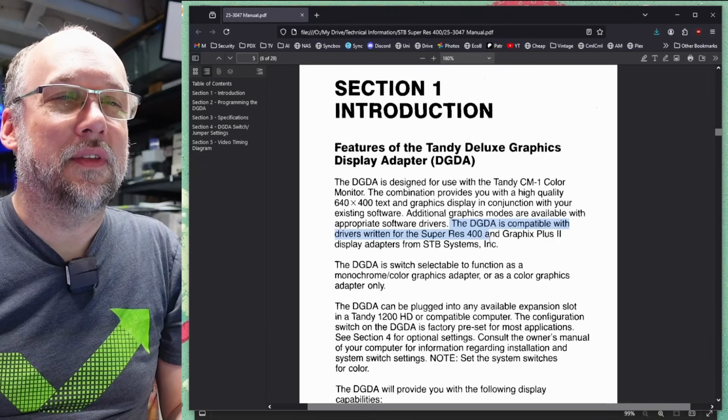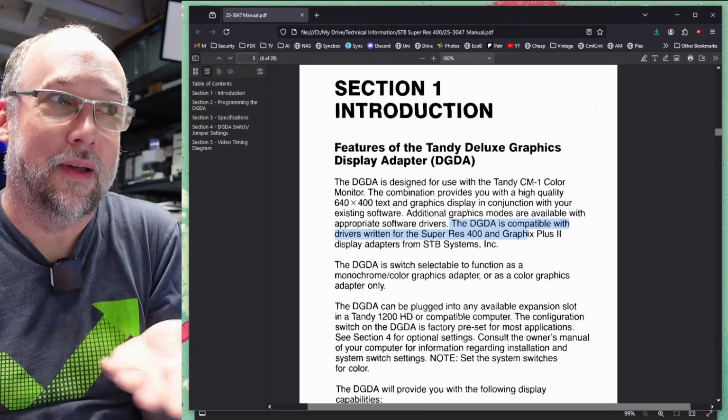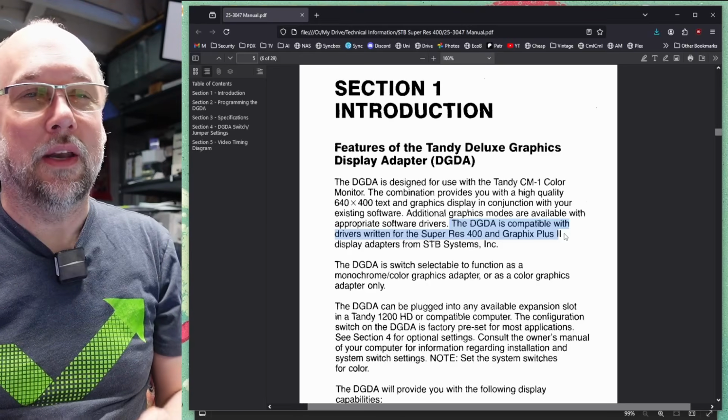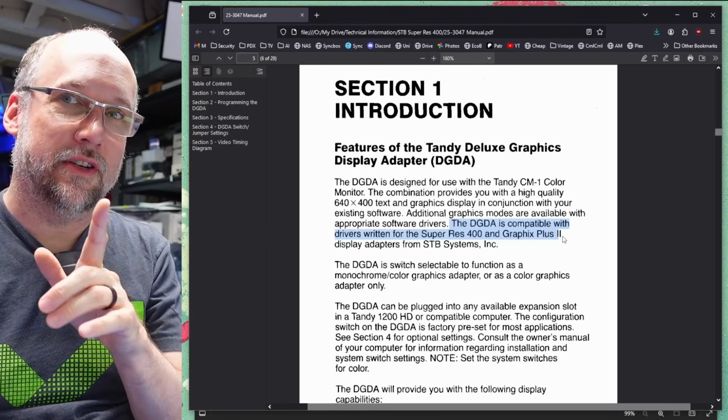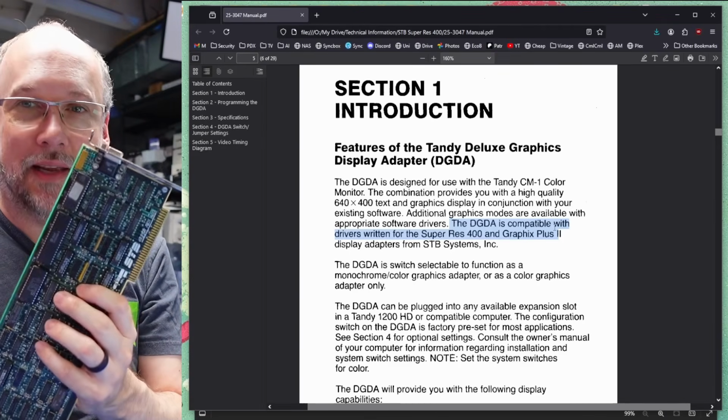It mentions here that this card is compatible with the Super Res 400. I mean, yeah, of course it's compatible. It is the same card, but it's also compatible with the Graphics Plus 2. So we know that that Graphics Plus 2, which we saw in that advertisement, which mentioned a 320x200 mode by 16 colors, is programmed the same way as this card.